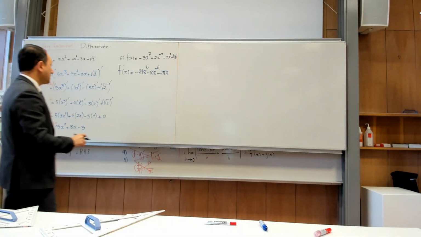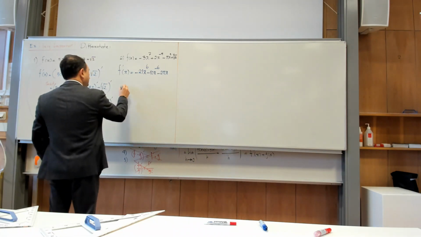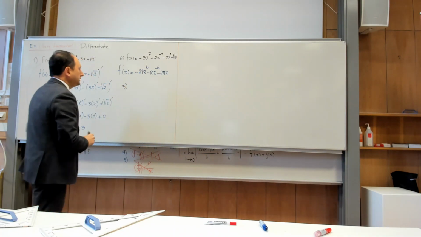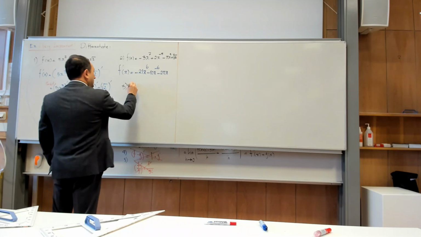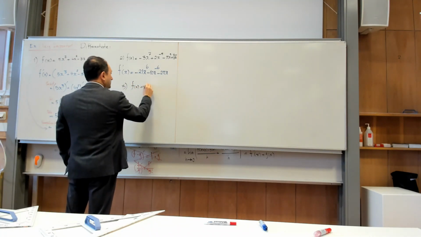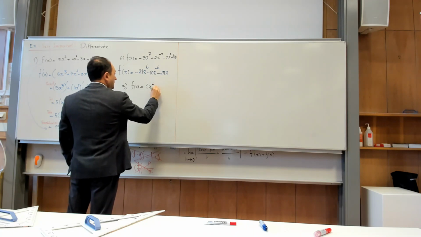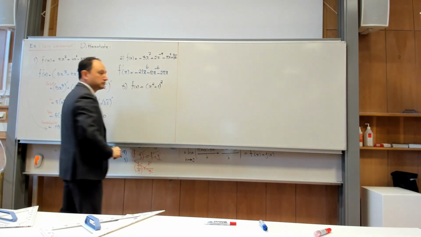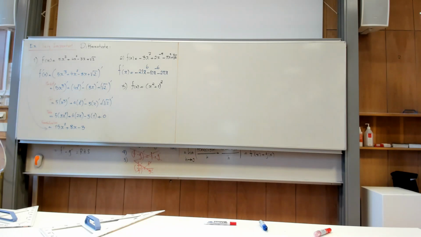So number 3, let me write it here. f of x is equal to x squared plus 1, all to the power of 2. I want you to differentiate this. So how should I do that?